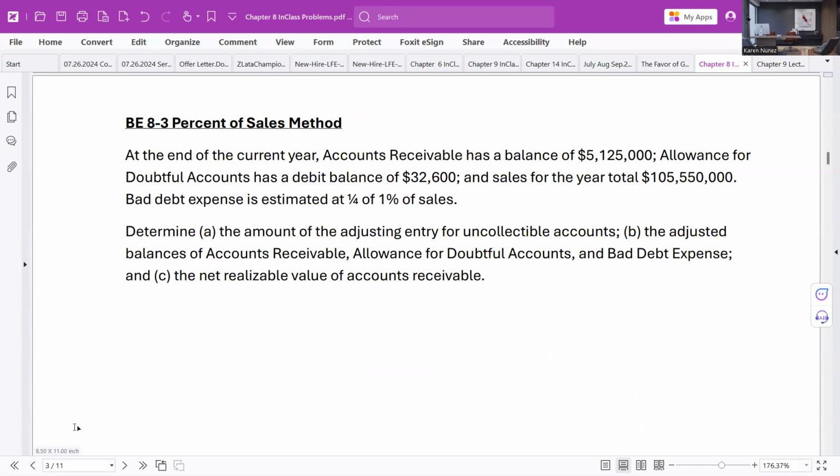What we need to do here in A is determine the amount of the adjusting entry. Then in B, we need the balances in the accounts. And then in C, the net realizable value. So let's start by determining the amount that we would need for the adjusting entry. So the bad debt expense.